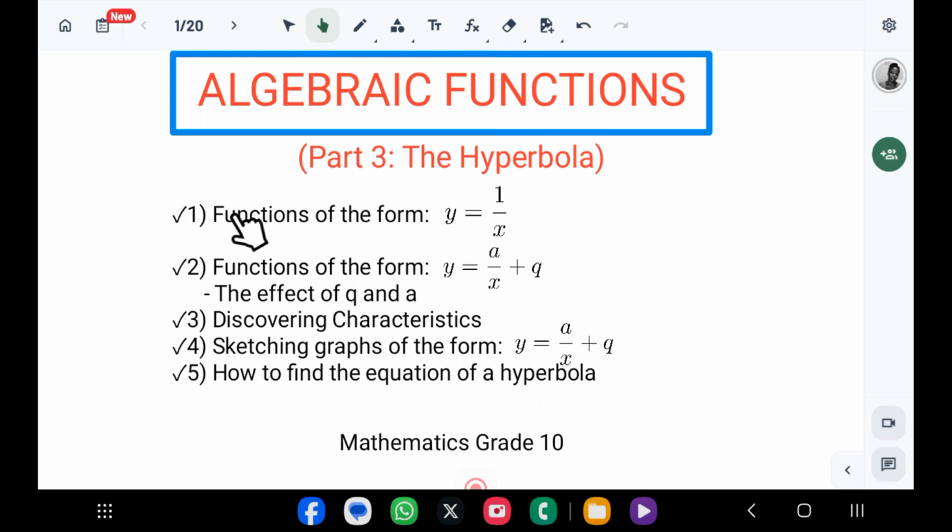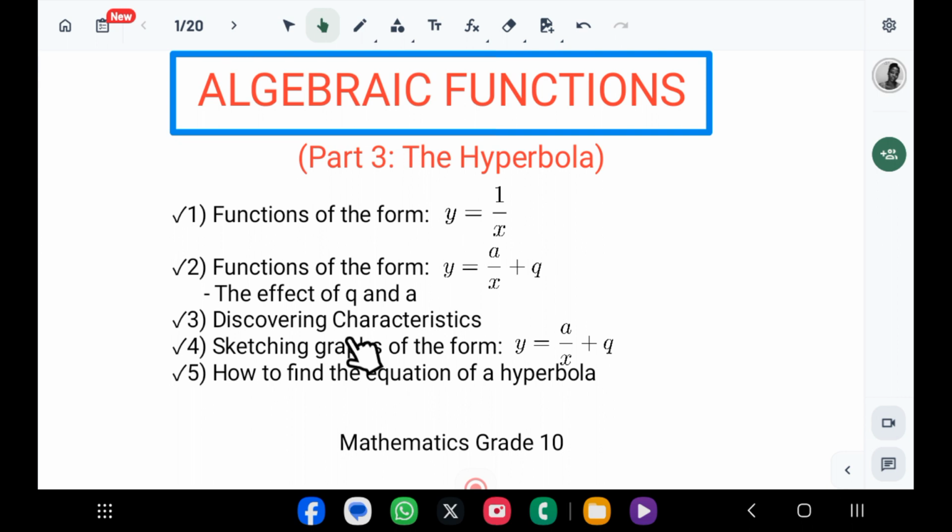In detail, we're going to look at number 1, functions of the form y equals 1 over x, which is the most standard basic equation of a hyperbola you'll ever draw. Number 2, functions of the form y equals a over x plus q, which is a hyperbola that has been shifted about the y-axis, either up or down. And we're going to look at the effect of q and a.